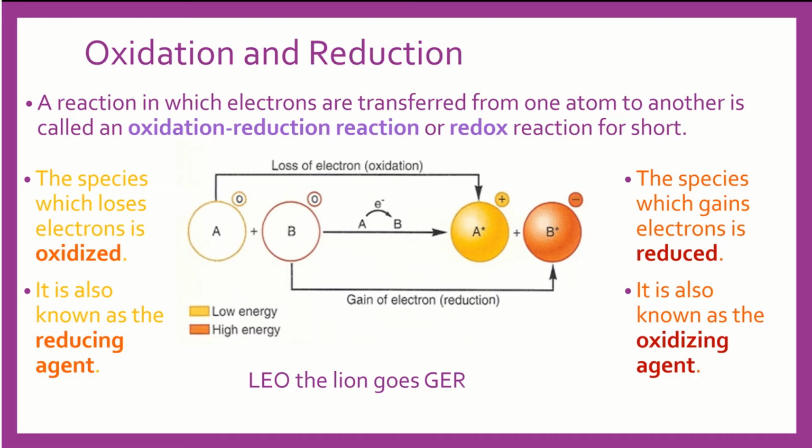Something that always really helped me, and you hear me say it a lot, is the saying, Leo the lion goes grrr. So Leo stands for loss of electrons is oxidation. Loss electrons, oxidation. Leo the lion goes grrr. The grrr part, gain of electrons, is reduction. So gain, electrons, reduction. Which is kind of a helpful saying to help you remember that when you lose electrons, you're oxidized. When you gain electrons, you are reduced.